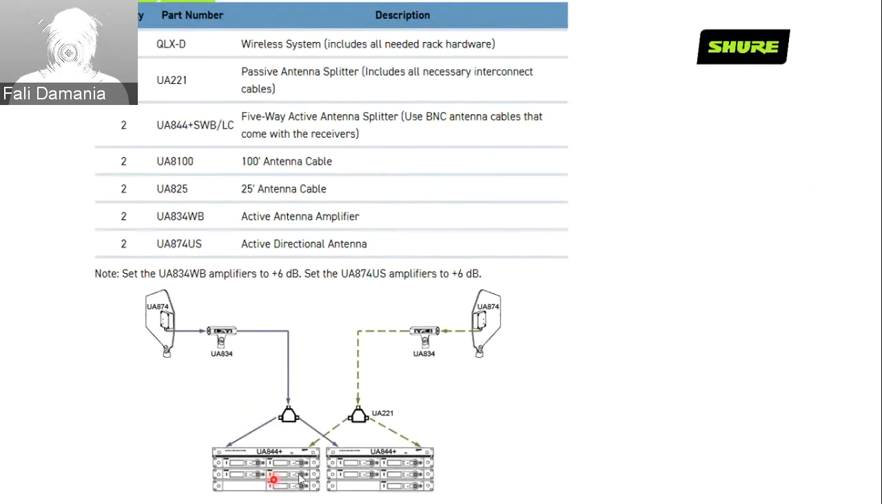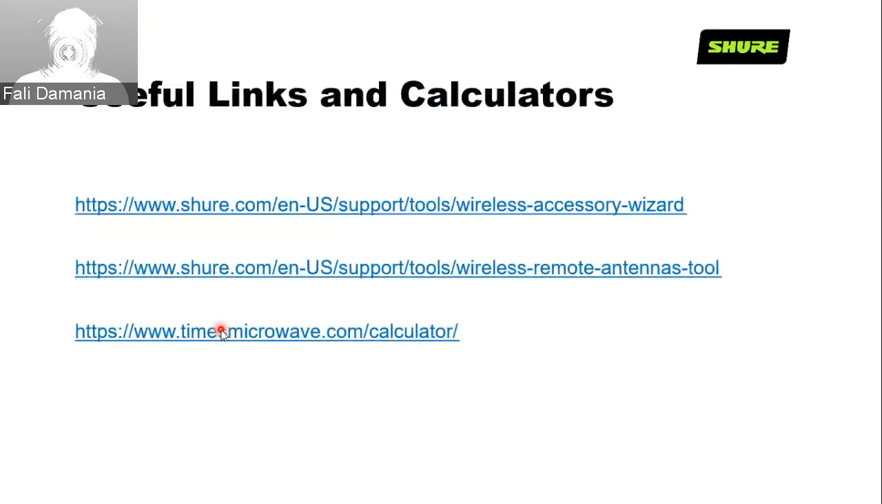So, I require UA844 Pluses, 2 of them, with 5 devices connected to each. That goes through a UA221 and feeds 2 sets of antennas, again depending on the amount of power that I require. In case I need to power this device, I can use the inline amp here. These are the 3 links. I'll leave this slide on for a little while so you guys can note these down.